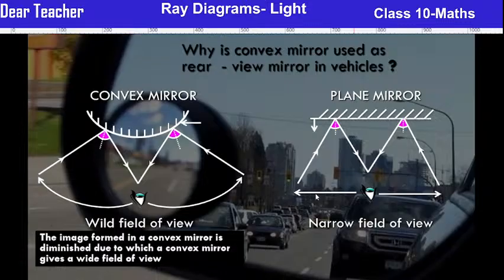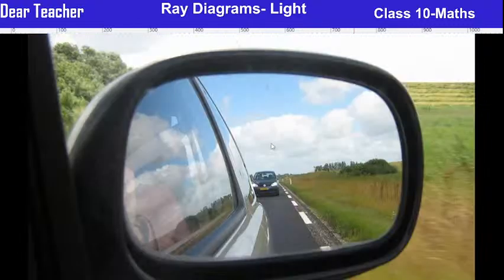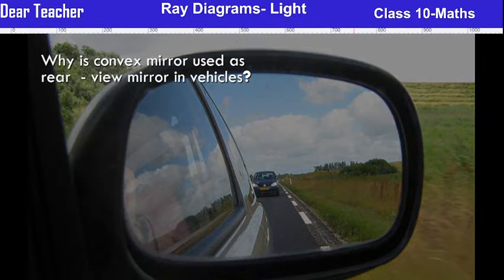Plane mirror has a very narrow field of view. You can't get a very wide field of view. So that's why plane mirrors are usually not used. Convex mirrors are only used. This is an important examination question. Plane mirror will be there only inside. Why is a convex mirror used?